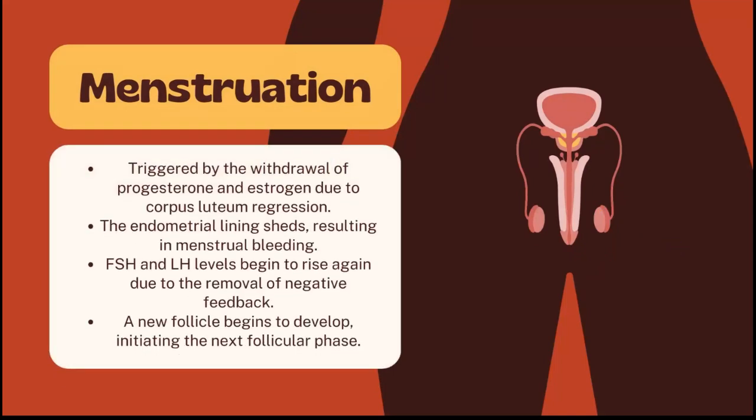For menstruation, it's caused by a fall in progesterone and estrogen. Without these hormones, the endometrial lining can no longer be maintained, and it sheds, which causes the menstrual bleeding. This is the start of a new cycle, and rising FSH levels begin the follicular phase again. So the cycle will start again.